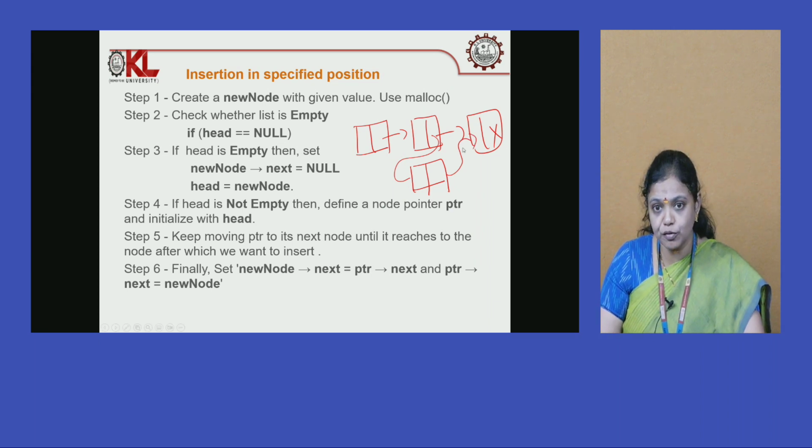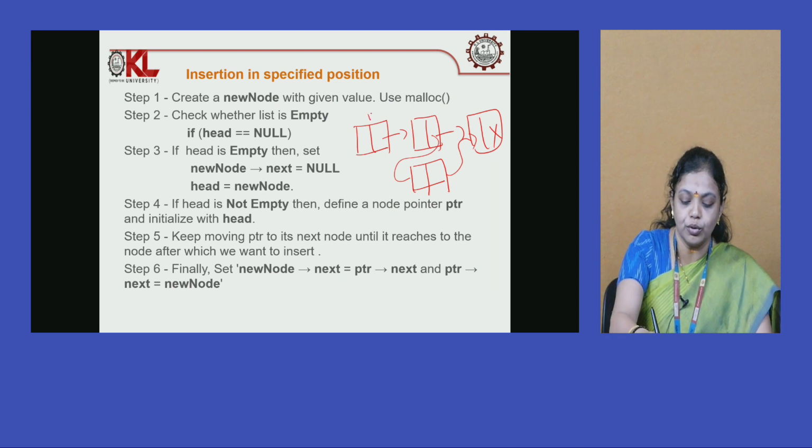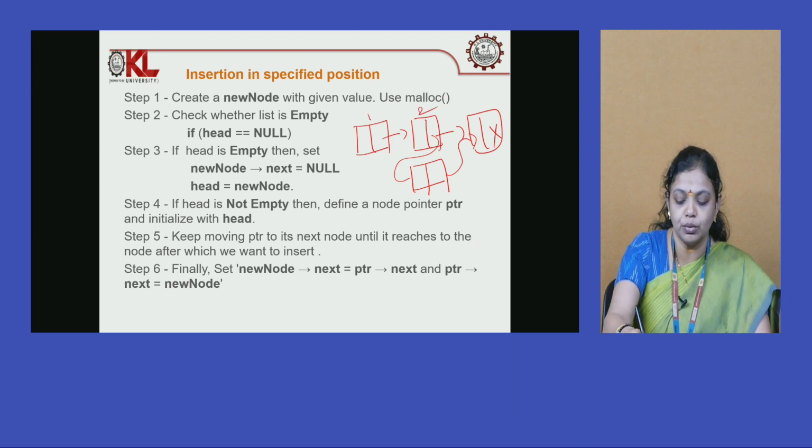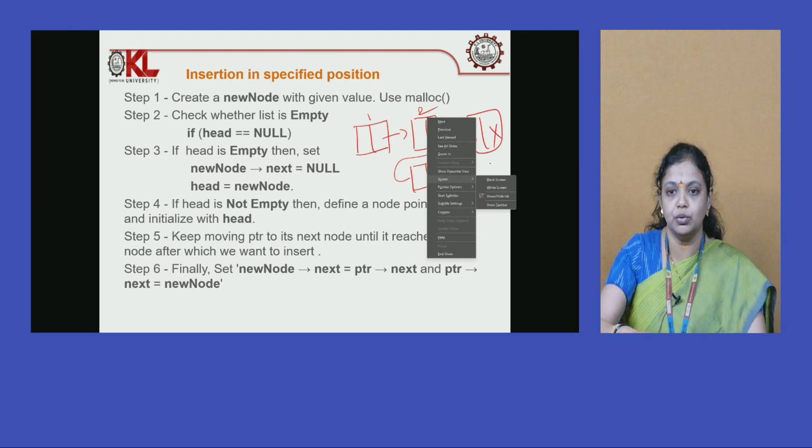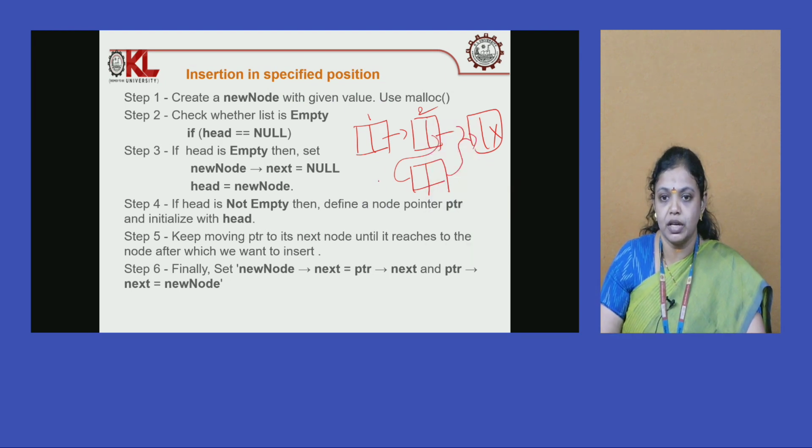Yes, so first I have to move. If I want to attach it at position 3, how many nodes do I have to move? I have to move 2 nodes. So I have to move past node number 1, then go to node number 2. Here I have to stop, and here is my new node. Then I have to make use of this new node and insert it in the specified position.